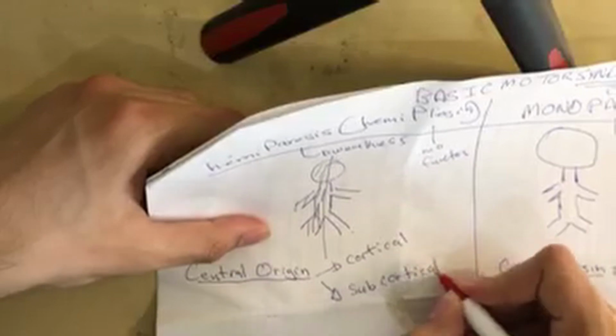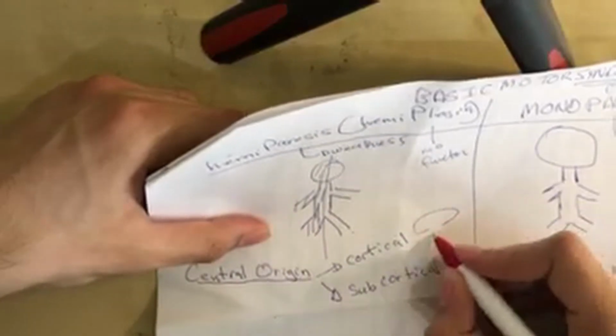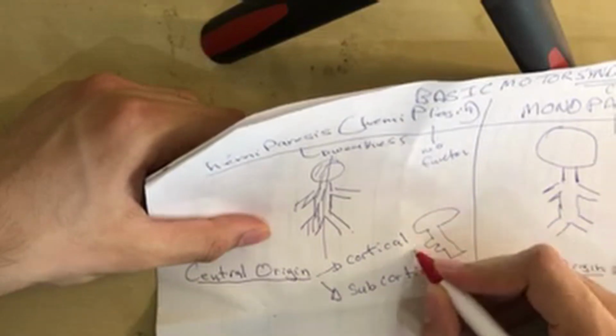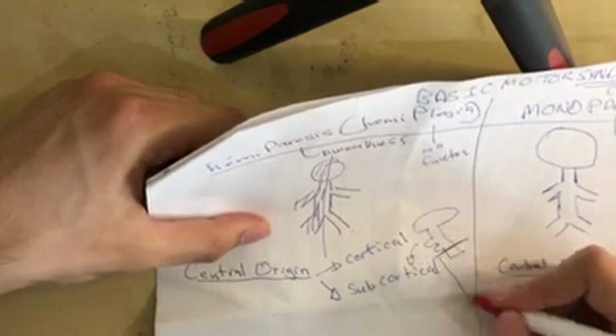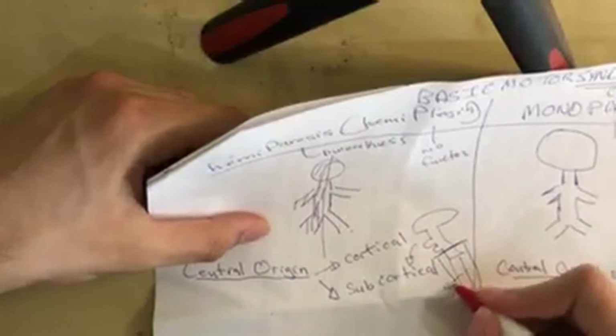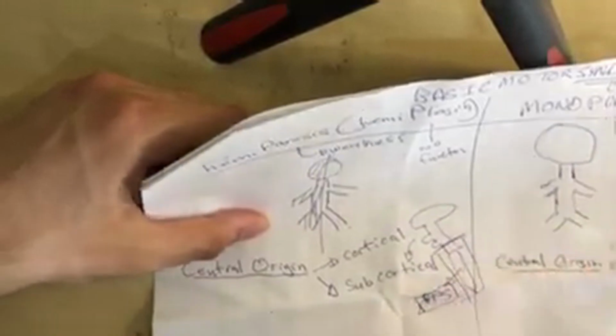Cortical obviously means your brain, so let's just draw a brain over here, and subcortical means your brain stem. Your pons and your medulla would be referring to your brain stem. Anything underneath that, your peripheral nerves, all of the spinal cord, the cauda equina, would be your peripheral nervous system, your PNS. That's something I really want to highlight for you guys.